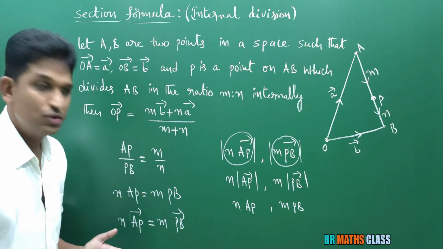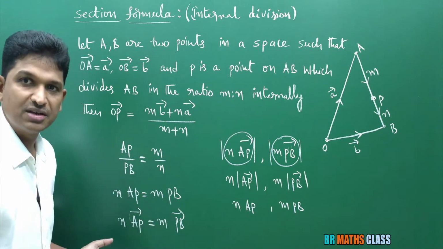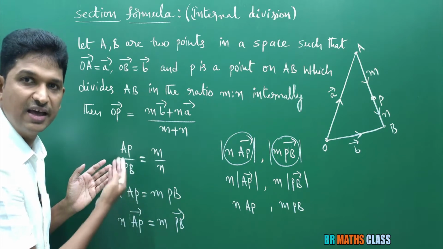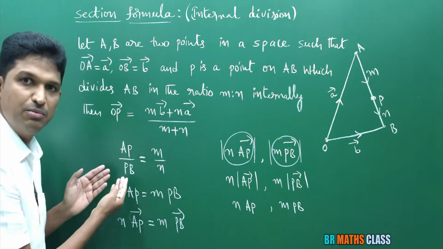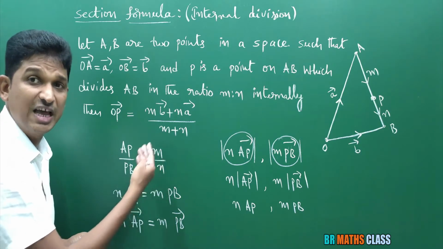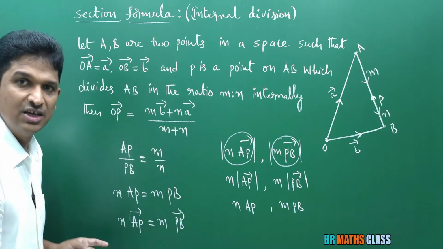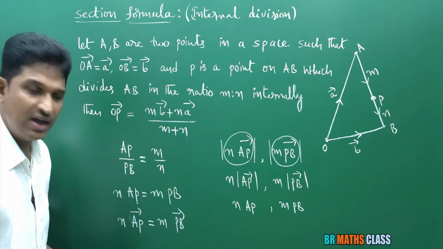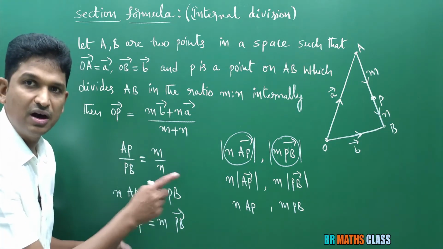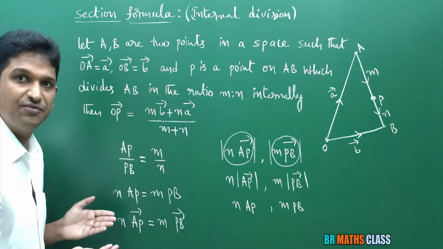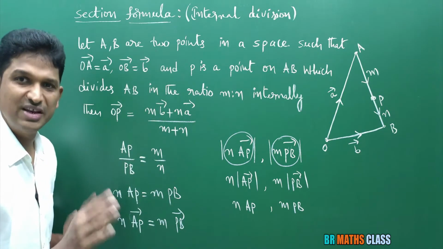I saw many videos, and no one specified this point. They are directly writing AP bar divided by PB bar is m by n. Actually, AP bar divided by PB bar is a vector quantity, while m by n is a scalar quantity. We cannot write like that. You can write like this: n into AP bar equals m into PB bar. Why? Because AP bar and PB bar are in the same direction and their magnitudes are equal, as we got from the given information. After this, everything is very easy.